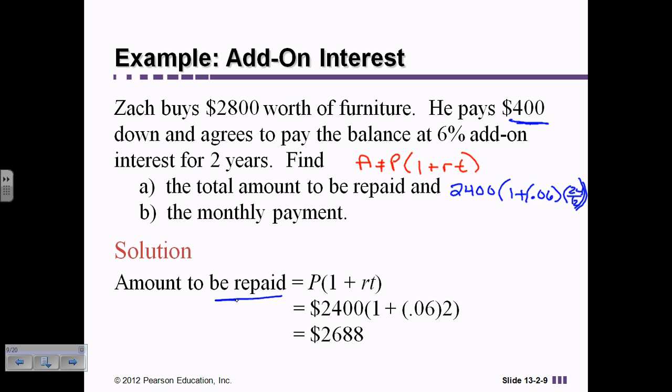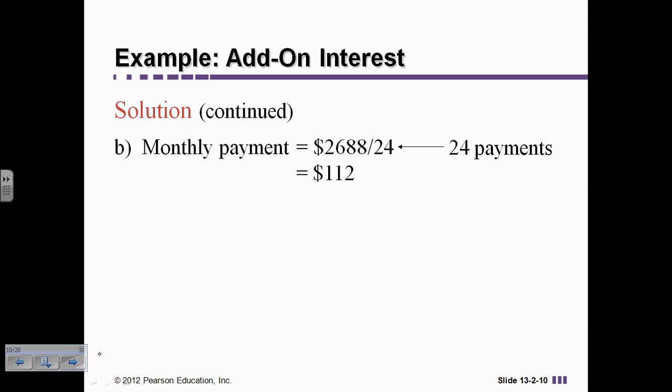Now I want to figure out how much my monthly payment is going to be. To figure that out, I take that $2,688 and divide it by the total number of payments, which is 24 payments: 2 years, 1 payment each month, 24 payments. So that's going to be $112 for each month.